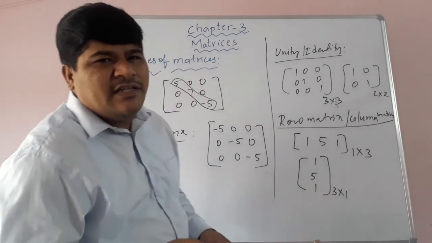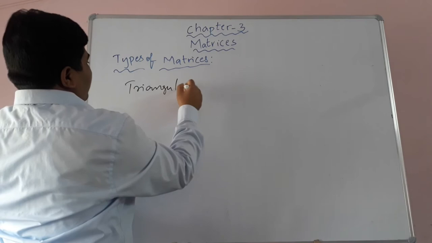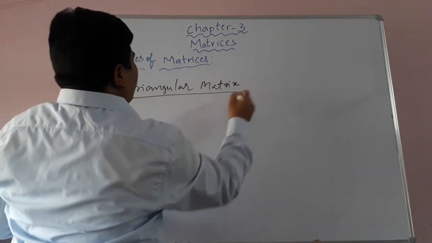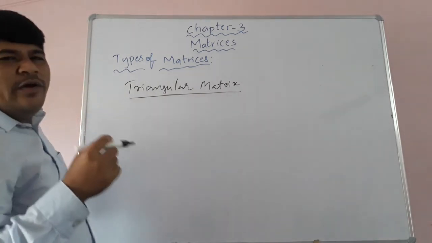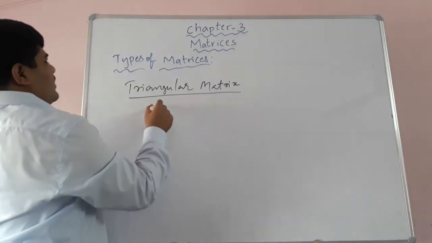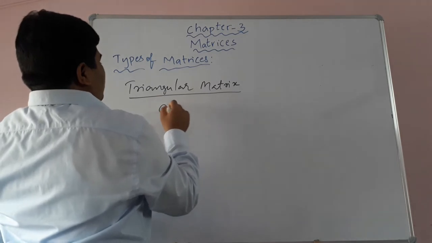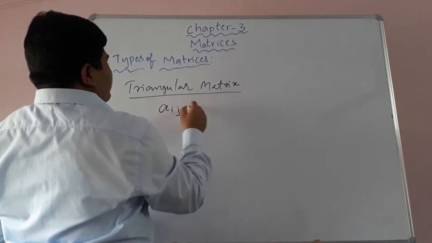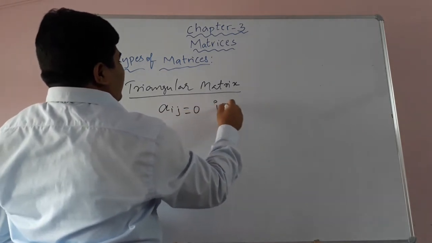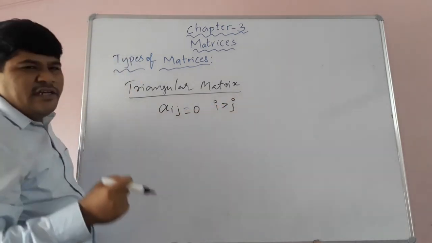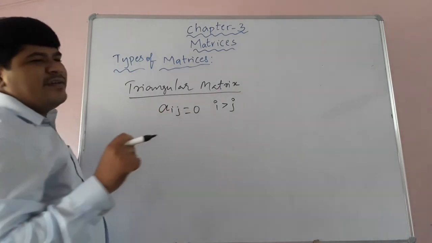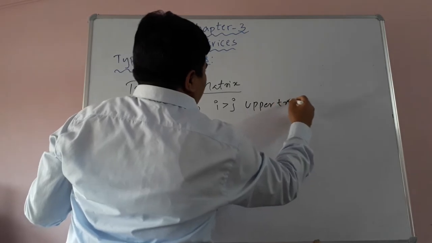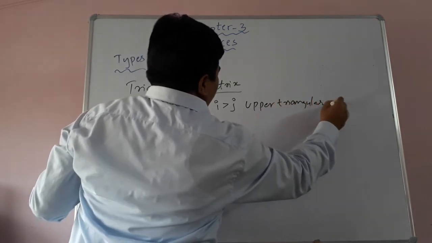Now children, the next type is the triangular matrix. There is an upper triangular matrix and a lower triangular matrix. A matrix is said to be an upper triangular matrix if aij is equal to 0 when i is greater than j. So in this case, that is an upper triangular matrix.